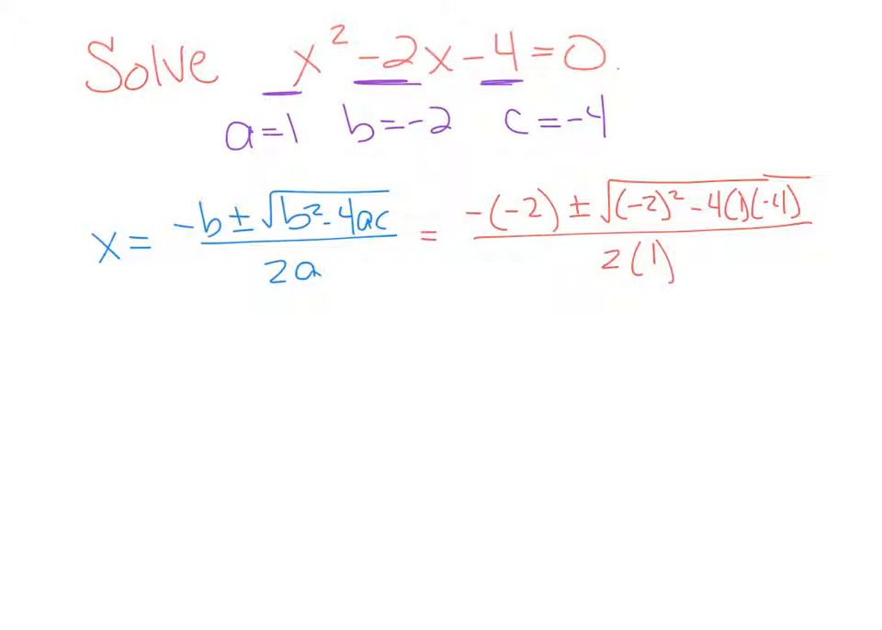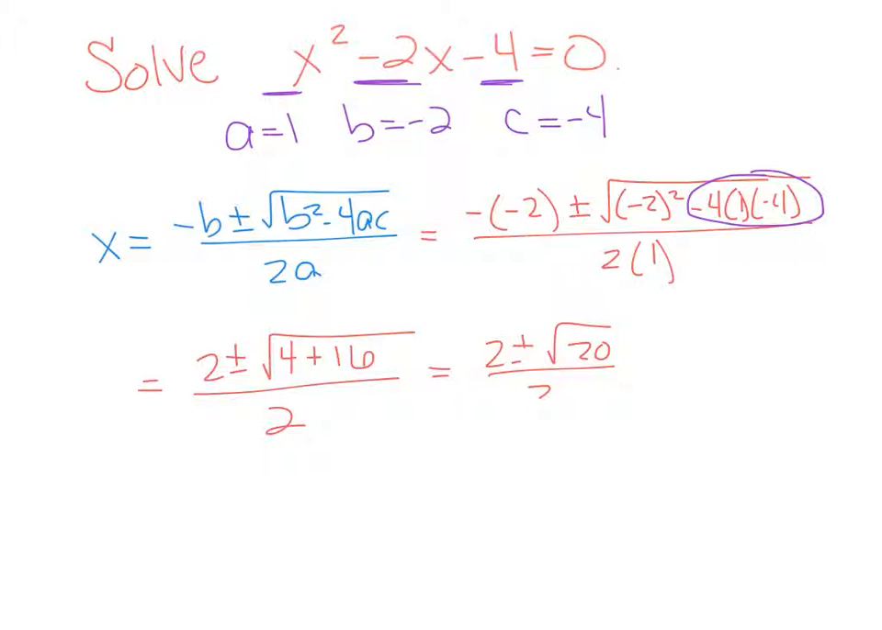After that, it's just following your order of operations to simplify. So we get 2 plus or minus the square root of 4 plus 16. When I do that, I take those three and multiply them together. If it's a positive, you put plus that number. If it's a negative, you put minus that number. All over 2. So this is 2 plus or minus the square root of 20 all over 2.